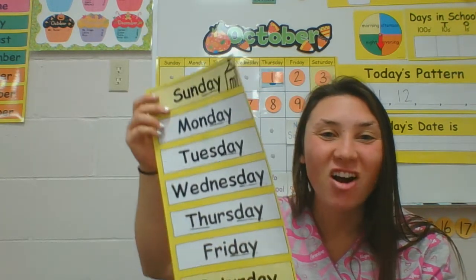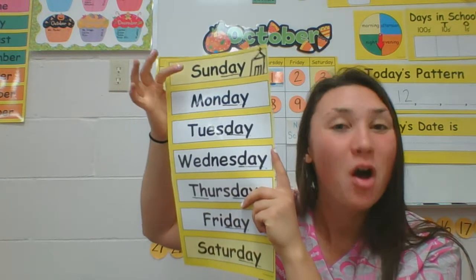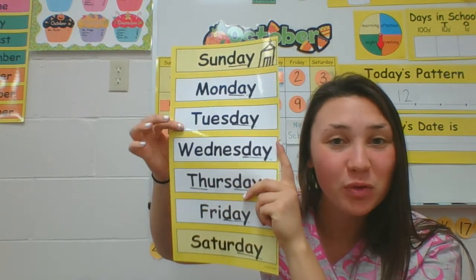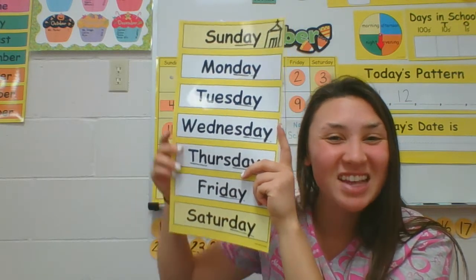How many days are there in a week? Let's count today just to be sure. Ready? One, two, three, four, five, six, seven. 7 days in a week.